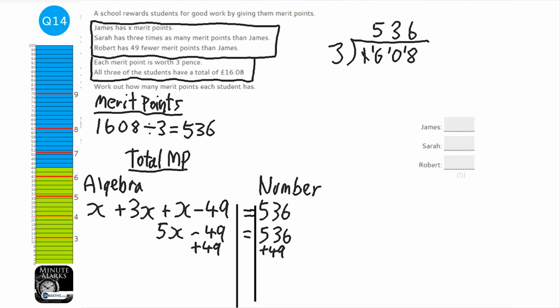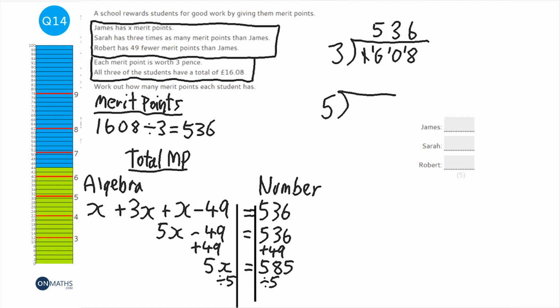Okay, and so we've got 5x equals, now to add 49 you can add 50 and take away 1, so when I add 50 I get 585, so take away the 1. Okay, we're going to then divide by 5 both sides, and again I'll need the bus stop method, so how many 5's in 5, 8, 5, 1 goes into 5, 1 goes into 8 but I carry 3, and 7 go into 35. So x equals 117. Now James has x, so it's going to be 117 for him.